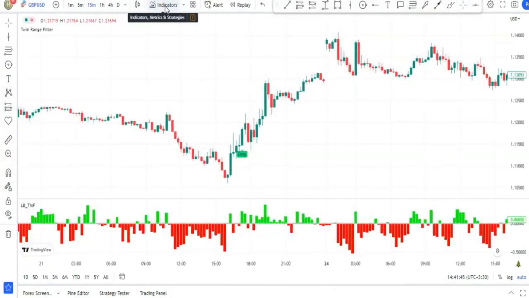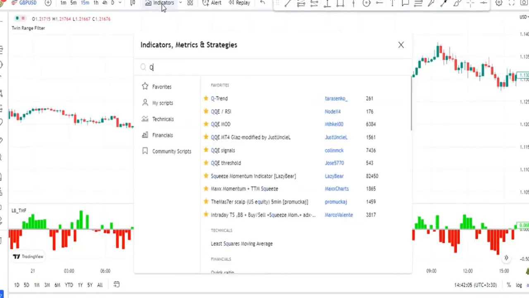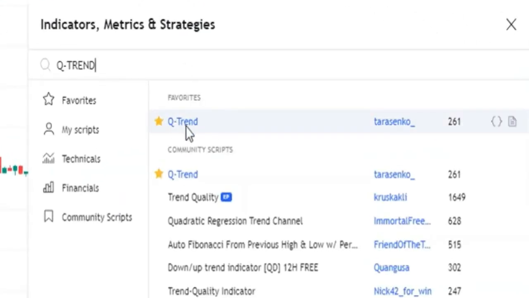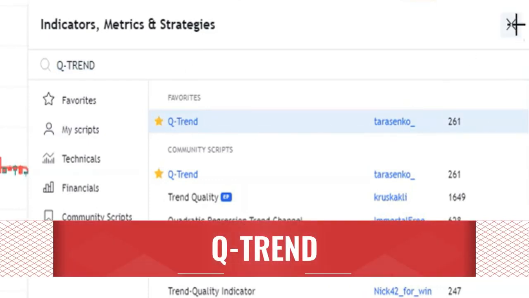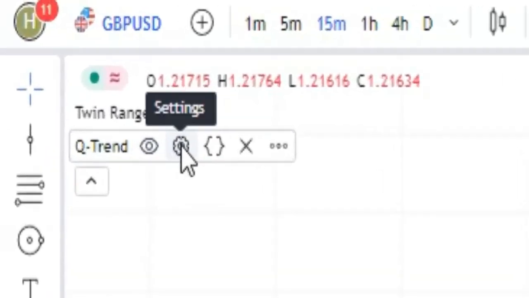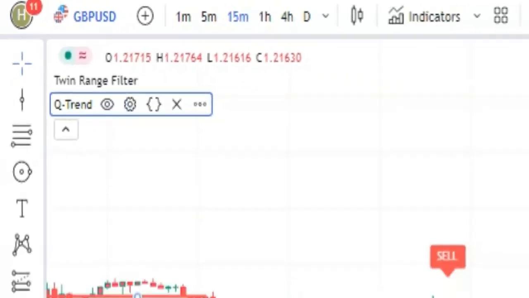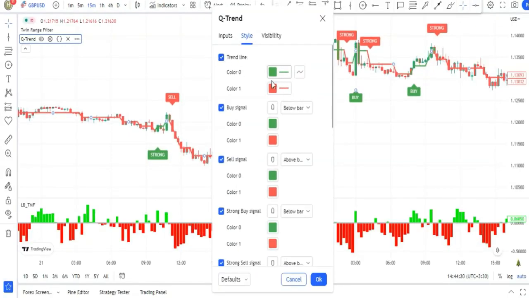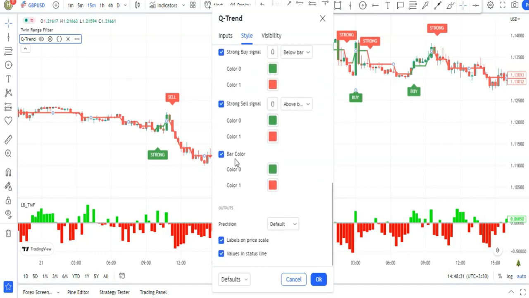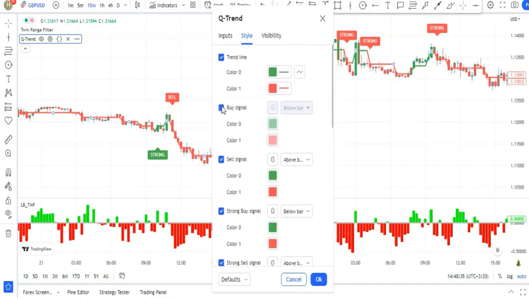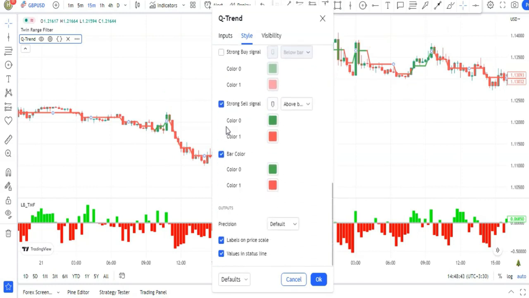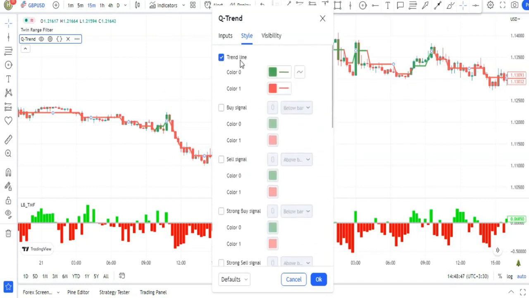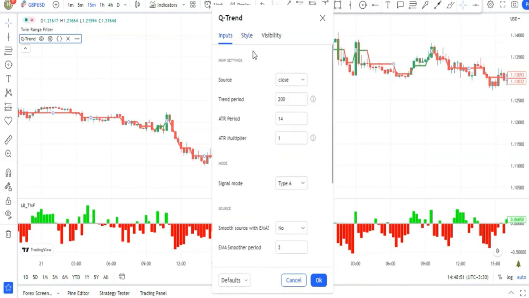Now let's complete our setup by adding the last indicator to the chart. We'll search for Q Trend in the search box of TradingView. After that, we need to make some adjustments. So except for trend line and bar color, get rid of all other options. Then leave the inputs in the default mode.